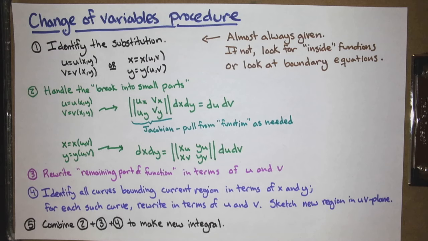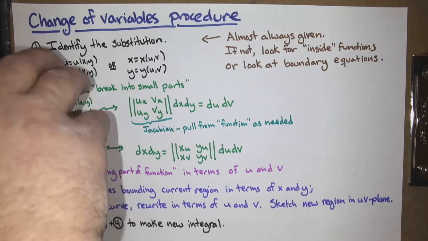So how do you find it if it's not given to you? Well, you think about what's going on. You're trying to simplify your integral, and there's two places that things could get complicated. There could be strange functions, or there could be strange boundary curves. Those are the two things you look at and ask, can I do something to make one of those two things simpler? That's where these substitutions are coming from. They're being driven by what's happening with the function or what's happening with the boundary curves.